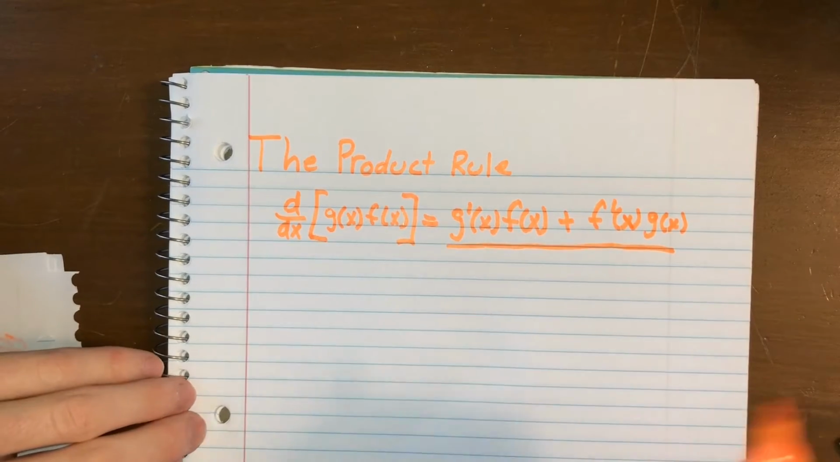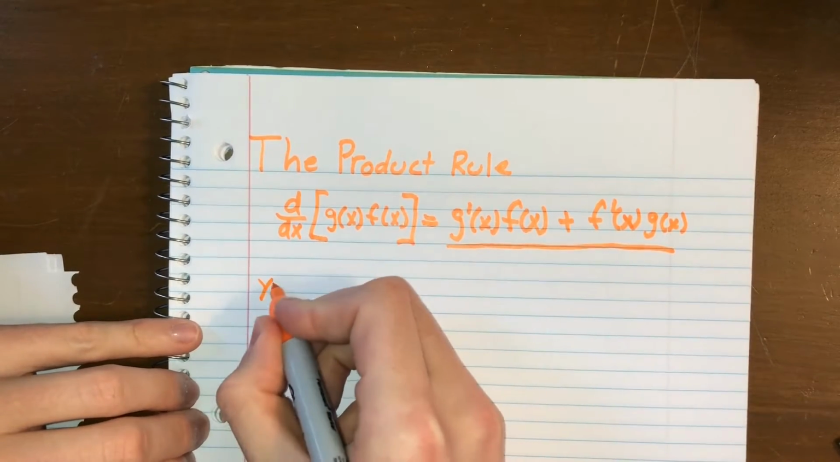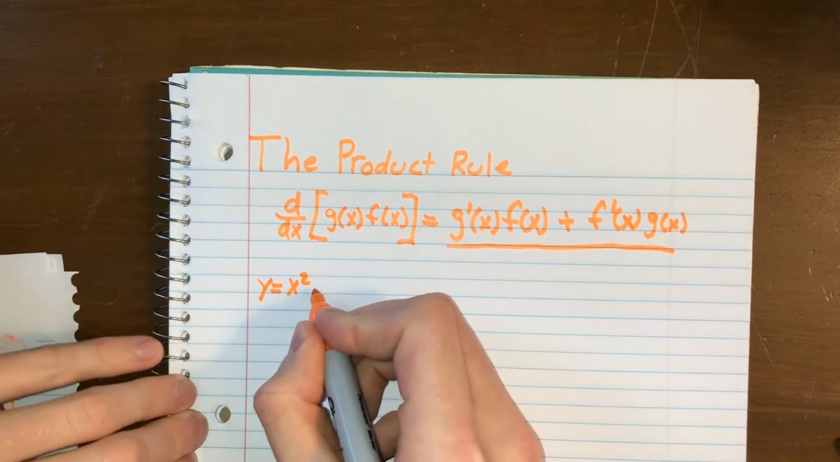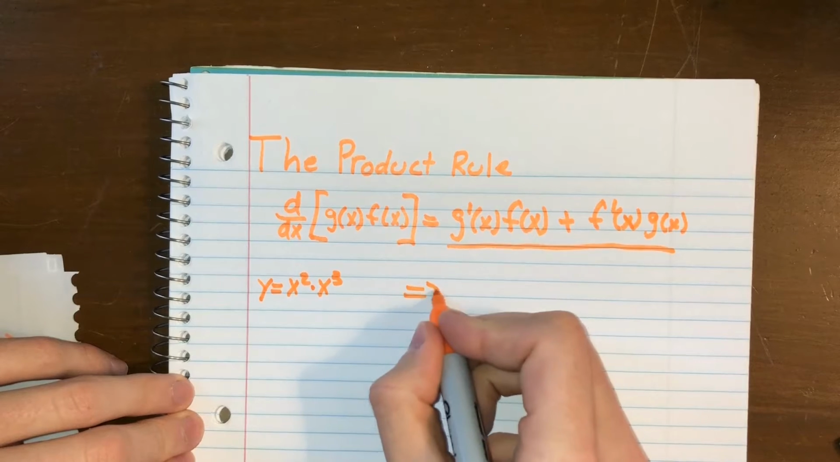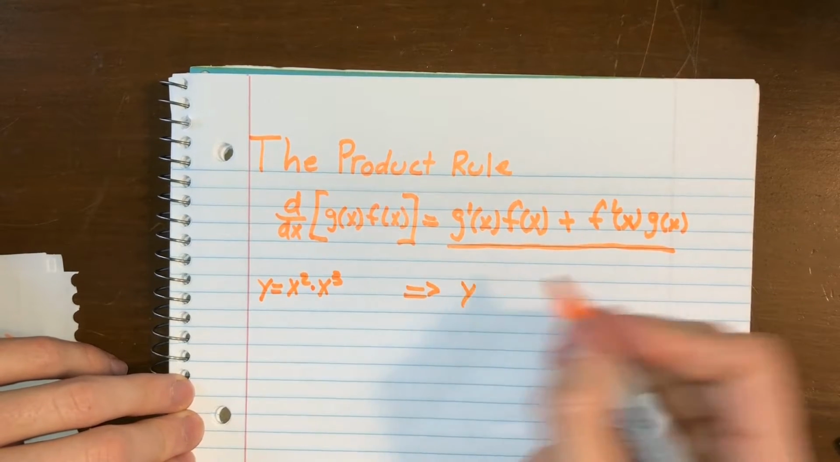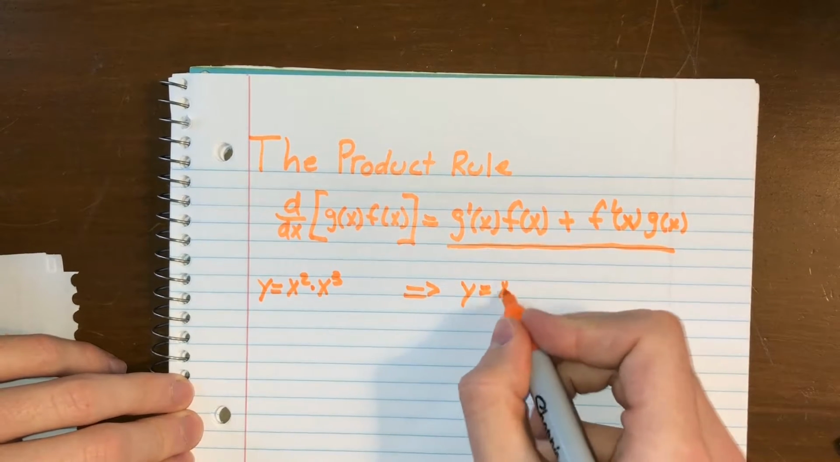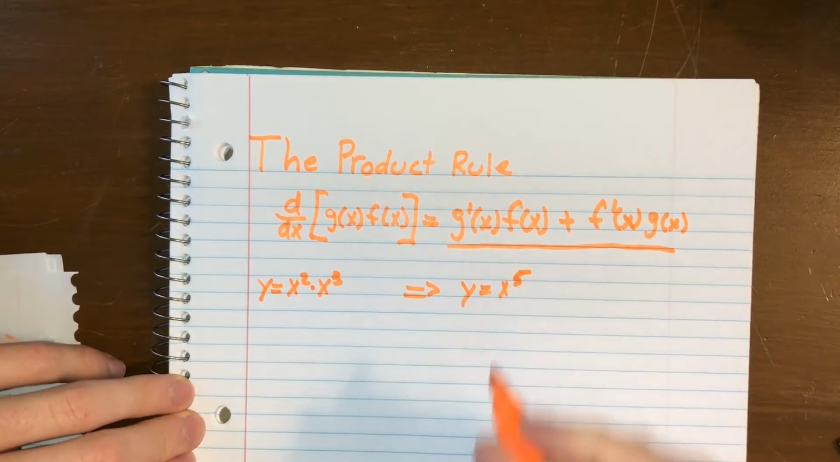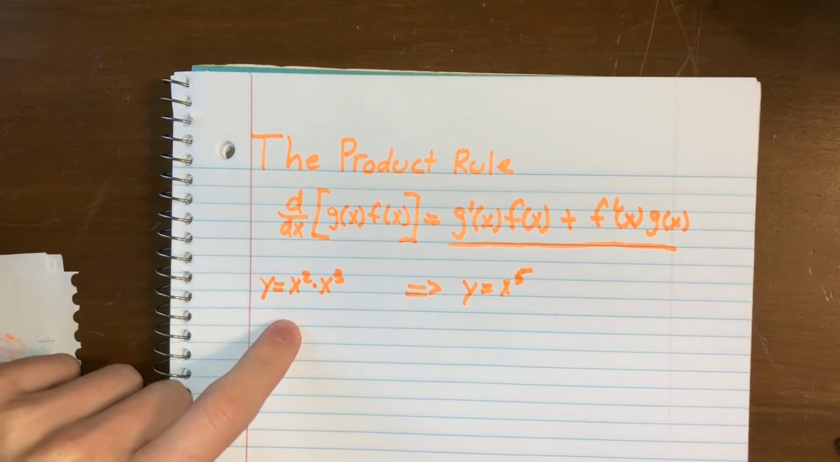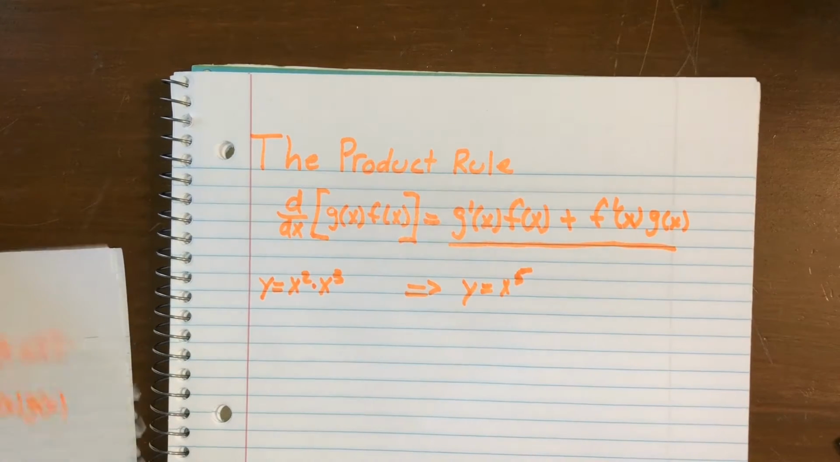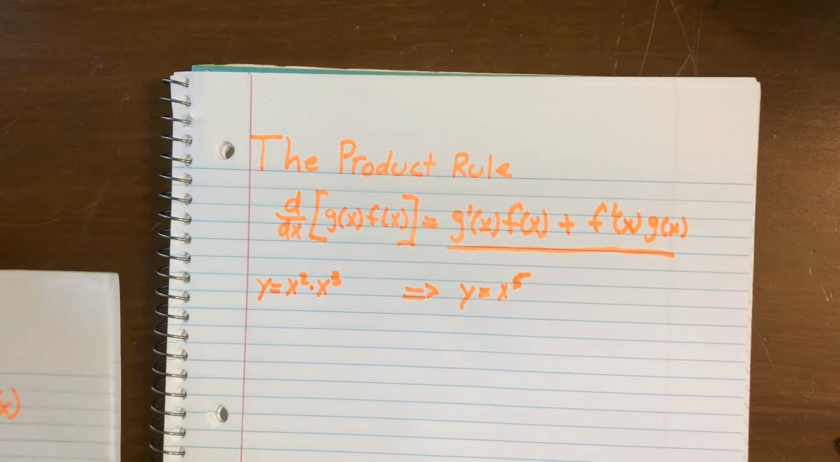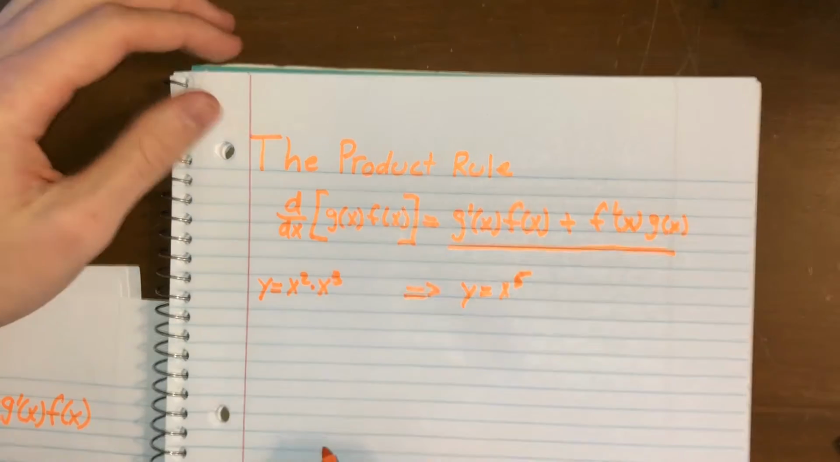So let's just start out with something simple, like y equals x squared times x cubed. Now I know you're probably thinking that this can be combined to equal x to the fifth, which is right, but I just want to show you how this rule works with something simple before it gets too messy. And all right, so let's just try to work through this.